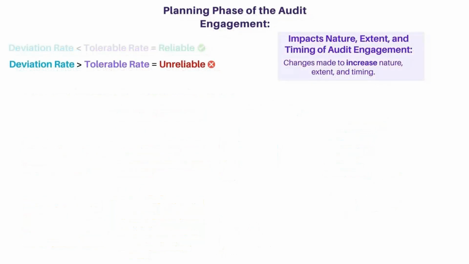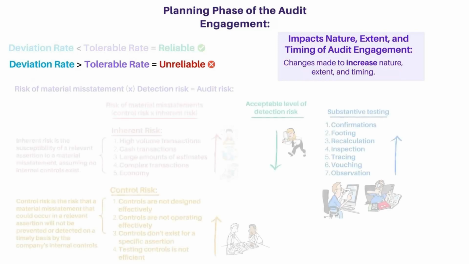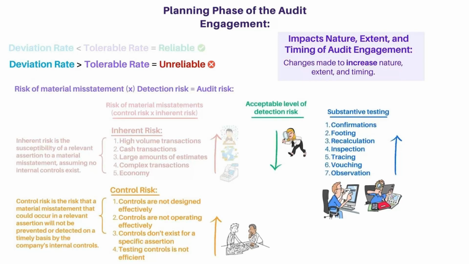Now, if when performing this sample, we've determined that the upper deviation rate is greater than the tolerable rate, that tells us that the controls are not operating effectively, which means we need to go back to the drawing board and make some changes to the overall nature, extent, and timing of the engagement, right? Because we now have an increase to our control risk, which tells us that we have a lower overall acceptable level of detection risk, and we're now willing to accept less, which is going to mean that we're going to have to do more work by performing more substantive tests.